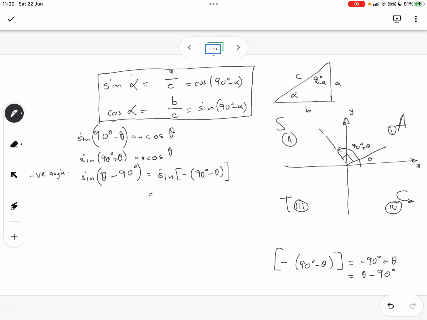Then when we work out the sine of a negative angle, that's quadrant 4. This gives us negative sine of the angle 90 degrees minus theta, and this simply gives us negative cos of theta. So the original trig ratio is sine, and we're dealing with a negative angle. If that's a negative angle, then the cofunction should be negative.